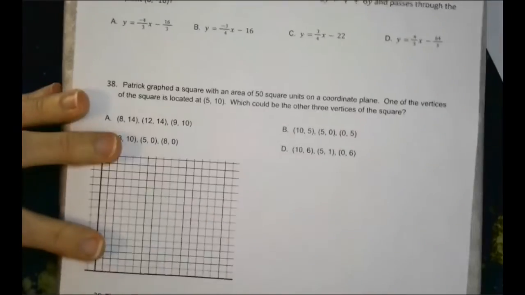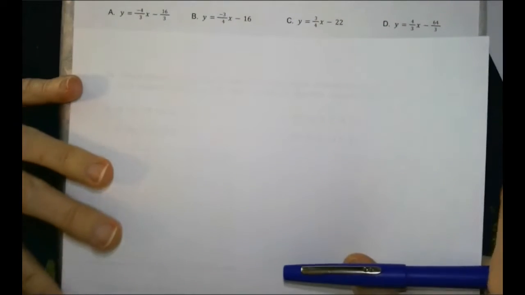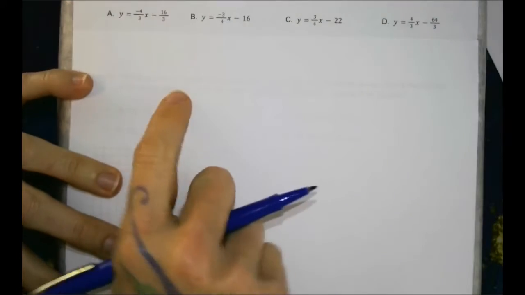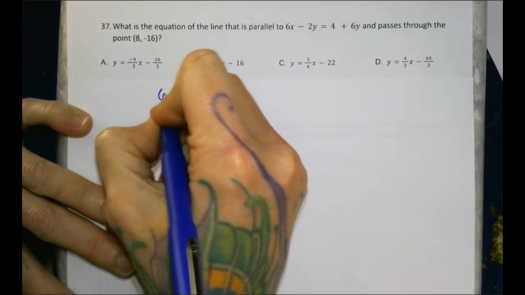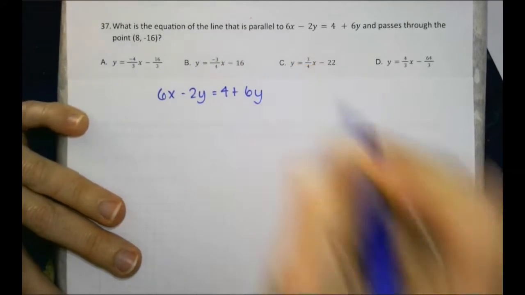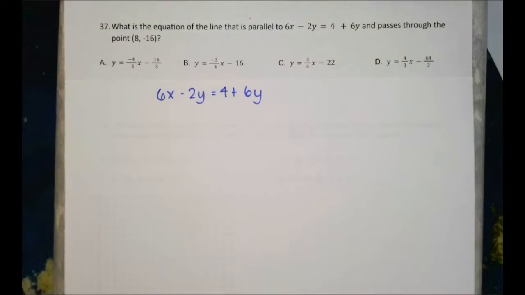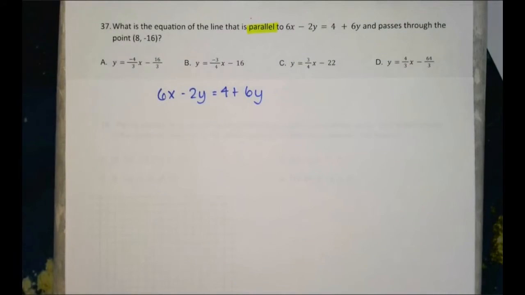All right, moving right along to number 37. What is the equation of a line that is parallel, so a little different this time, parallel to 6x minus 2y equals 4 plus 6y and passes through the point 8, negative 16? So we have 6x minus 2y equals 4 plus 6y. And the important word is going to be the word parallel, which means we have the same slope. Parallel lines have the same slope.